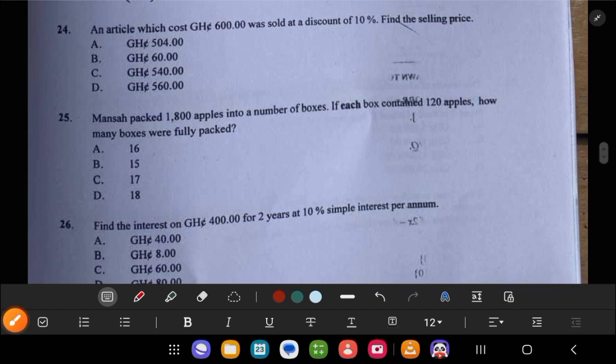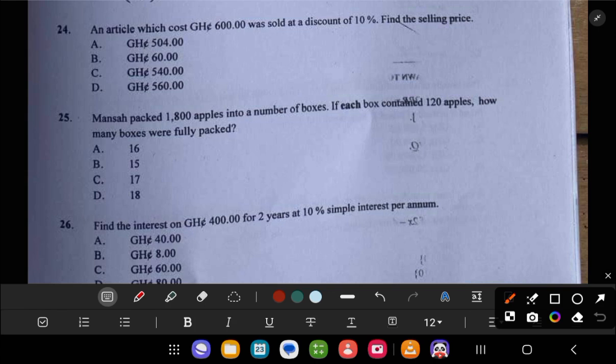Question 25. Mansa packed 1,800 apples into a number of boxes. If each box contains 120 apples, how many boxes were fully packed? Wow, this is a basic 4 question, basic 4, basic 5. And I told you, now all they want you to do is to think.